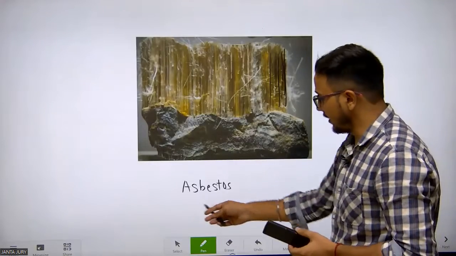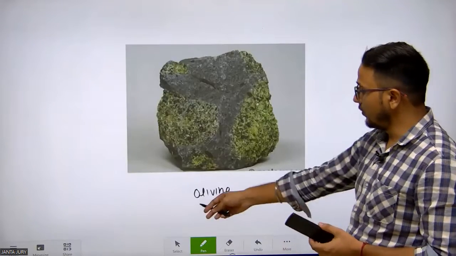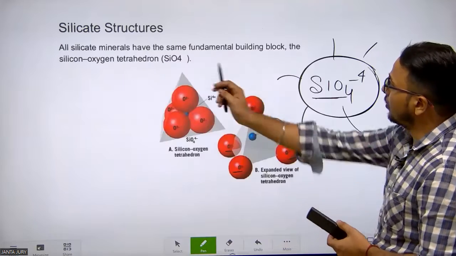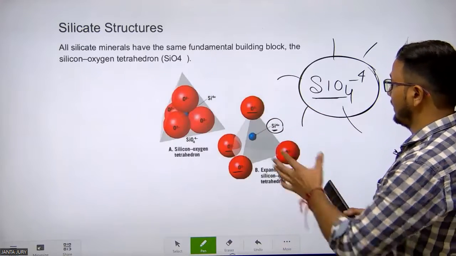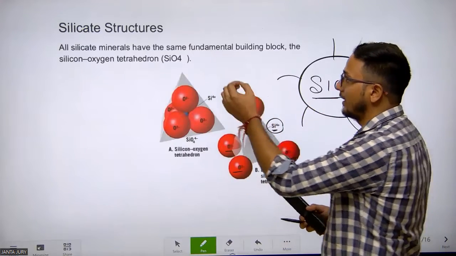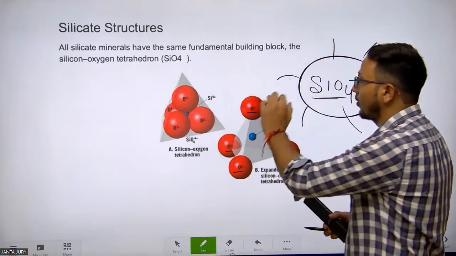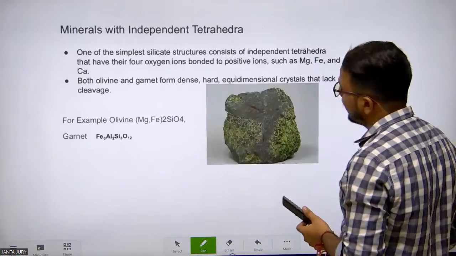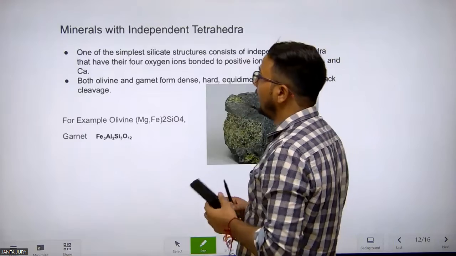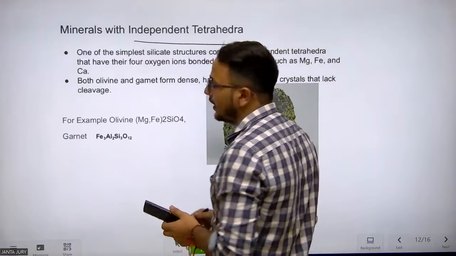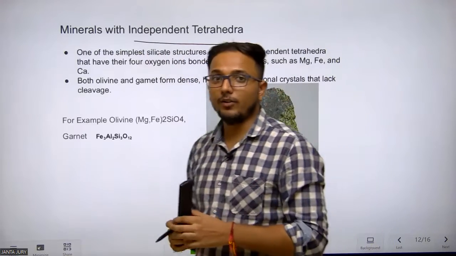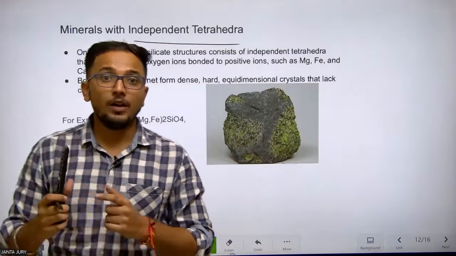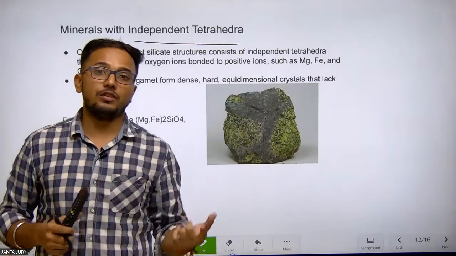Now look at this. This is asbestos minerals. This is olivine minerals. Now look at the silicate structure. We have already seen the silicate structures, how the silicon oxygen tetrahedron is the fundamental building block of all the silicate minerals. Now look at the minerals with the independent tetrahedron, because these silicon oxygen tetrahedrons have the ability to form bonds with other silicon oxygen tetrahedrons.